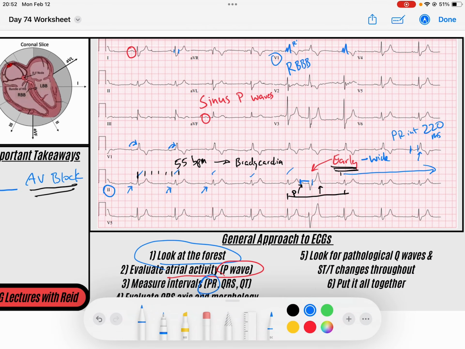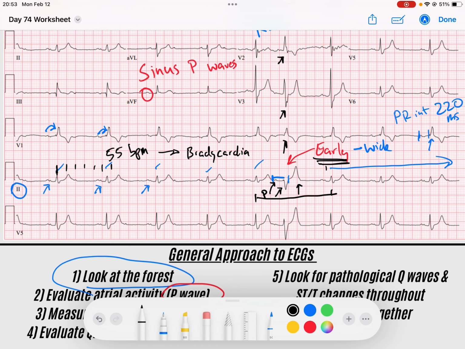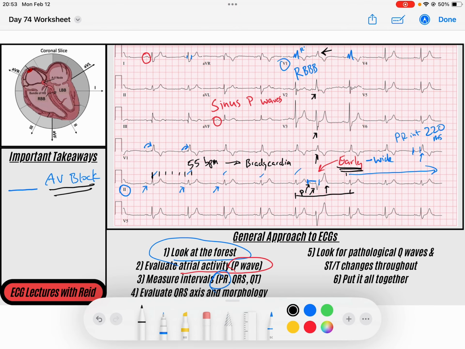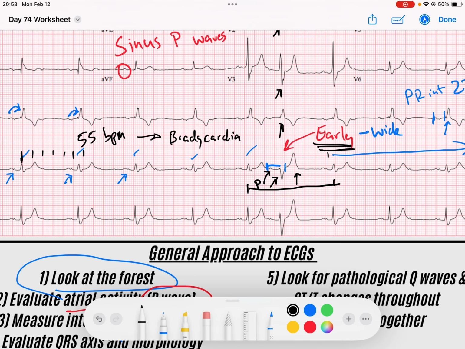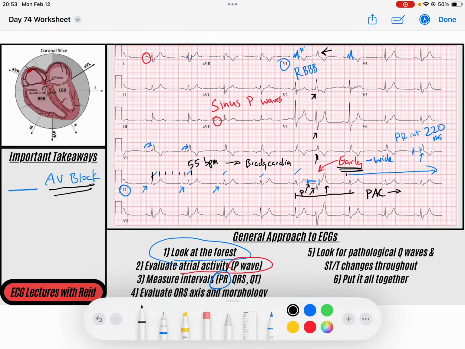And then we've got this aberrantly conducted beat, which is this beat here, all the way up. It still conducts with that right bundle branch block, but it conducts with a little bit more of an aberrancy. And so that aberrancy is more of a negative QRS in lead 2. So likely what's happening here is we say we have an early P wave. So actually what we're seeing is a premature atrial contraction that conducts with a prolonged AV node conduction. So we have an increased PR interval for that beat.